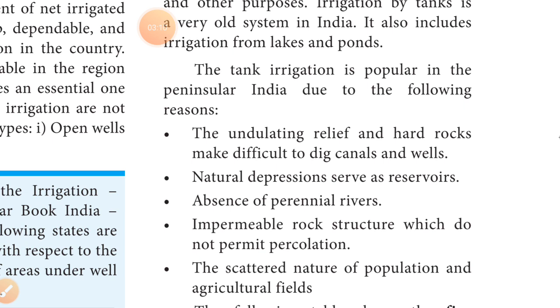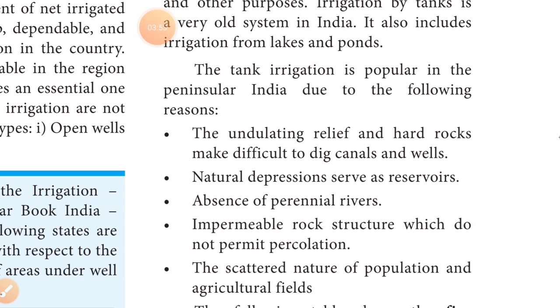Another reason: natural depressions serve as reservoirs. In South India, you know, there are low-level areas, that means natural depressions, which save water. That means reservoirs. Next, the absence of perennial rivers. In South India, they mostly depend on monsoon rivers, so if the monsoon fails, we want to save water during the rainy time, so we make ponds, lakes and so on. So tank irrigation is mostly suitable for these regions.